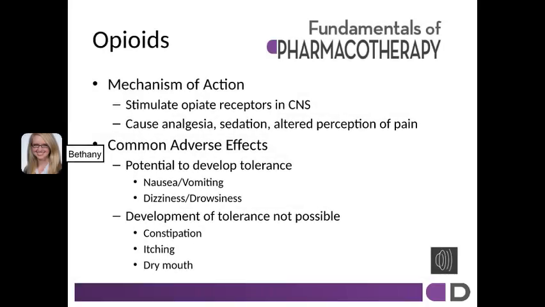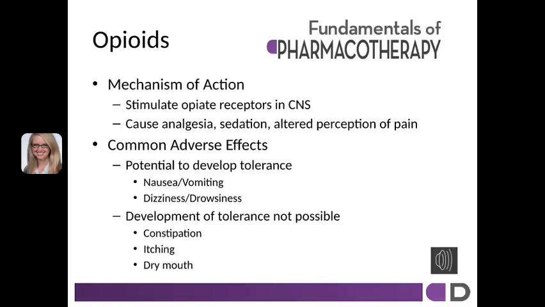As we said, opioids target the mu-opioid receptors in the central nervous system. Because these receptors are located in the central nervous system, this provides pain relief, but it also can cause sedation. The medications are not fixing the source of the pain, but they are altering our perception of the pain and limit the pain that we are feeling.